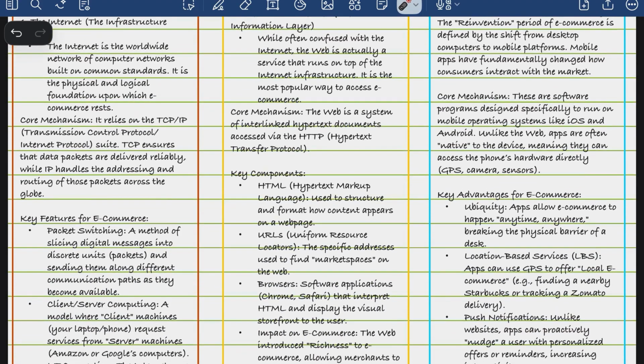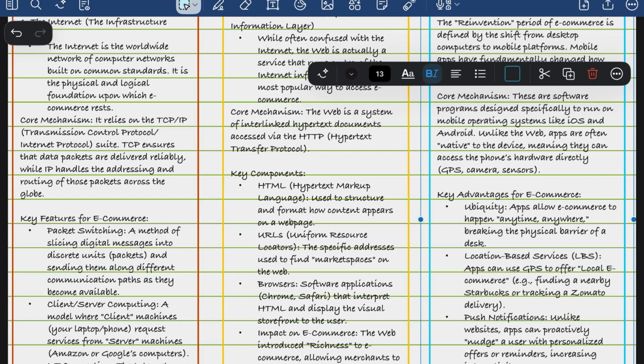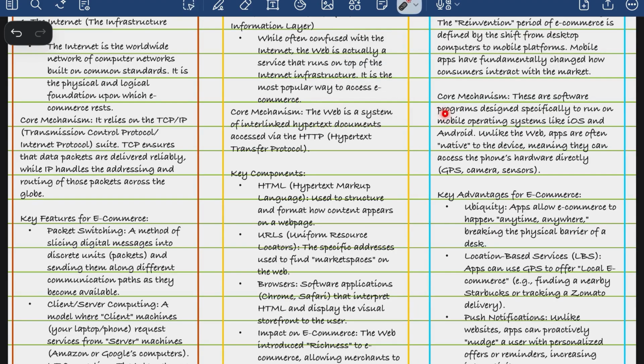So there are software programs designed specifically to run on your mobile OS. There are different operating systems like iOS and Android, and mobile applications are designed according to the OS you are using. They are fitted into your mobile so that they can fetch all the information about you, give customized recommendations of products, and help you buy products using mobile, right?